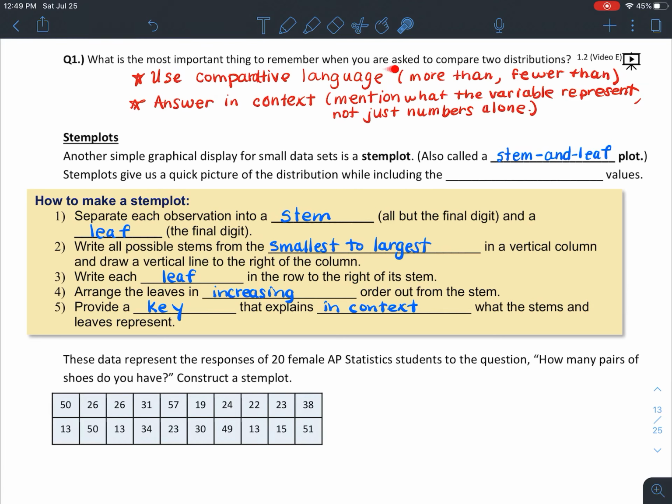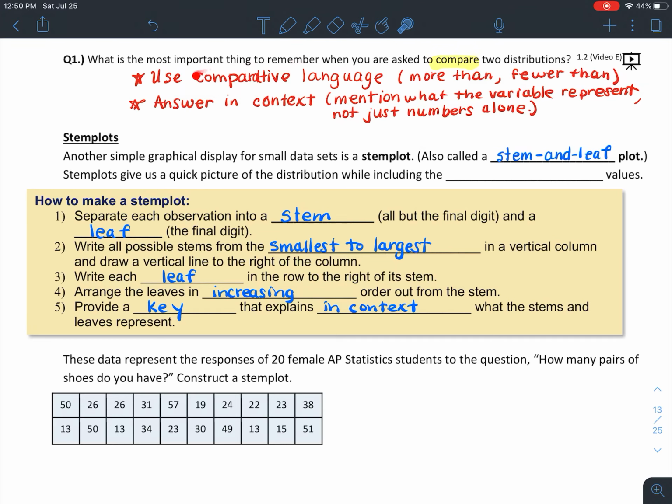It's one of the most important things to remember when you're asked to compare, okay, keyword here, you're comparing two distributions, is to use comparative language, okay? Things like, oh, this one has a larger spread than this distribution, and then state what those spreads are. Or the center of this distribution is much smaller than the center of this distribution.